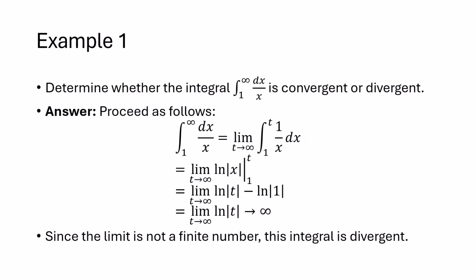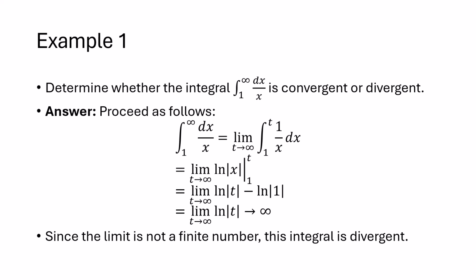So let's look at an example on how to evaluate a type 1 improper integral. Determine whether the integral from 1 to infinity of dx over x is convergent or divergent. So we're going to proceed as follows. We're going to take our definition of improper integral. The improper integral from 1 to infinity of dx over x will be equal to the limit as t approaches infinity of the integral from 1 to t of 1 over x dx.